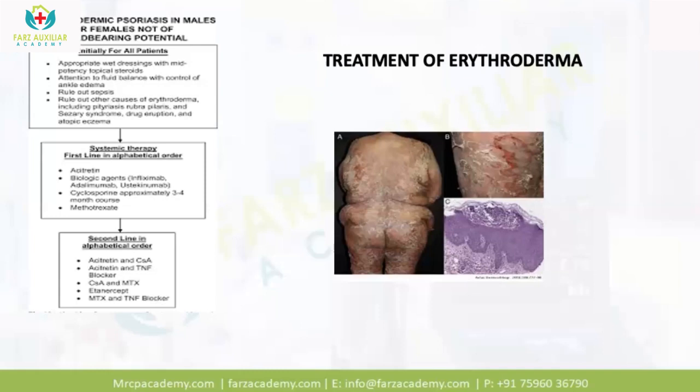Here you can see extensive erythroderma, and the skin may crack and cause oozing. The whole barrier function is lost.